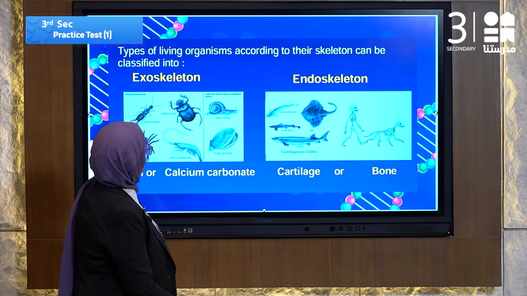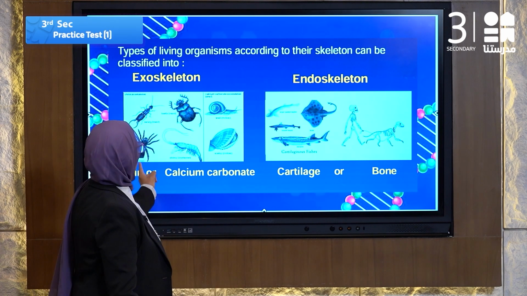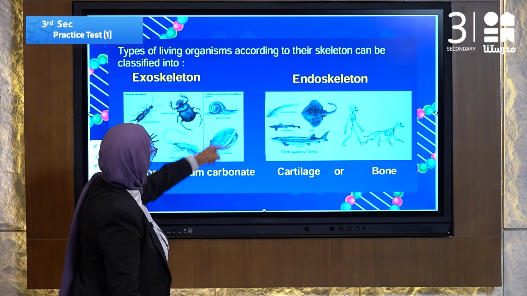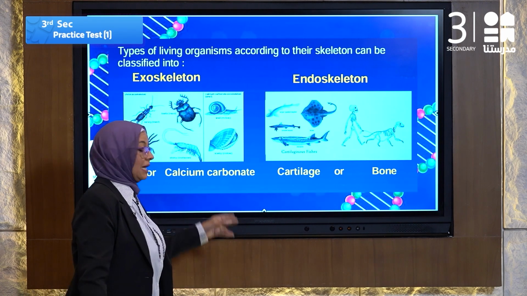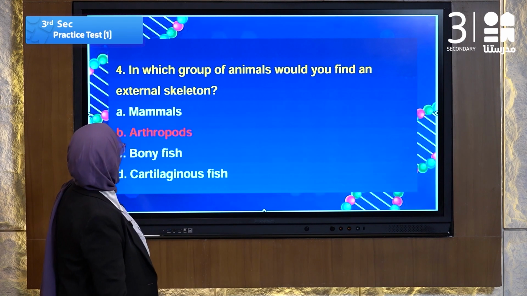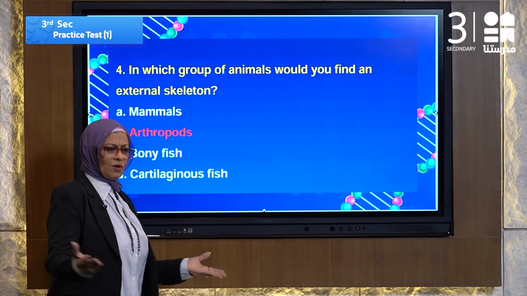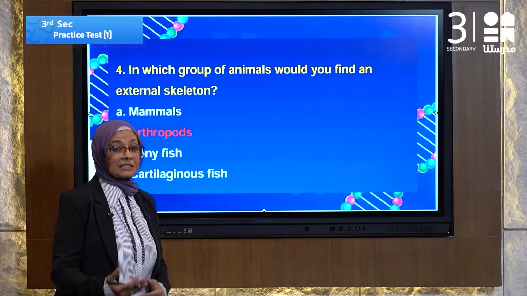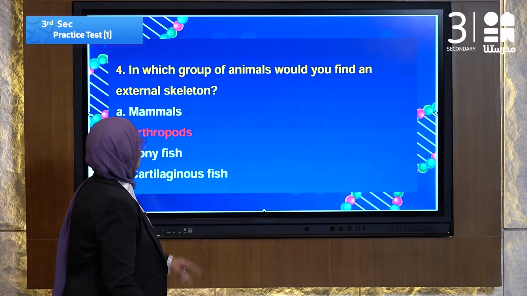Cartilage, bone, endoskeleton. I ask about the exoskeleton. Exoskeleton means a living organism which has an exoskeleton. Exo means out. Let's go to the answer. The answer is arthropod. What is the meaning of arthropod? A living organism which has many legs is called an arthropod, like an insect.